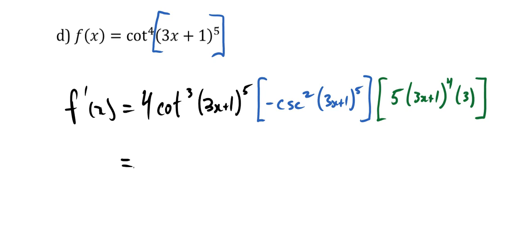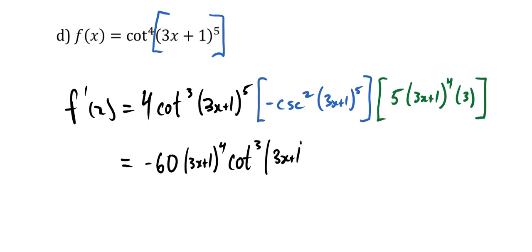And then tidying it up, let's see. I've got 4 and 5 and 3, I think, are the only monomials that we have there. So that's 20 times 3, which is 60, and I've got a negative. And then the order that you do this is not written in stone. There's no rule for it, but I'm going to write the binomial next. So 3x plus 1 to the 4th times cotangent cubed of the angle times cosecant squared of the angle. I think I got everything.